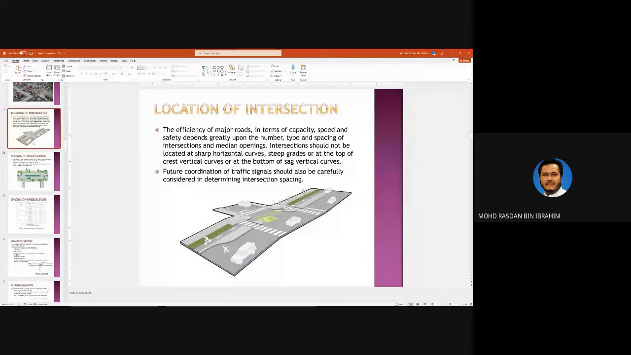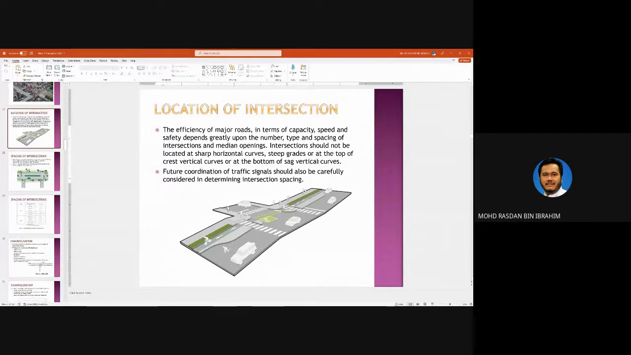Efficiency of major roads in terms of capacity, speed, and safety depends on the number, type, and spacing of intersections and median openings. How frequent do you have intersections along your road, and how frequent do you have U-turns or median openings? Median opening normally is for U-turn. So intersections should not be located at a sharp horizontal curve, steep gradients, or at the top of a crest vertical curve or the bottom of a sag vertical curve.